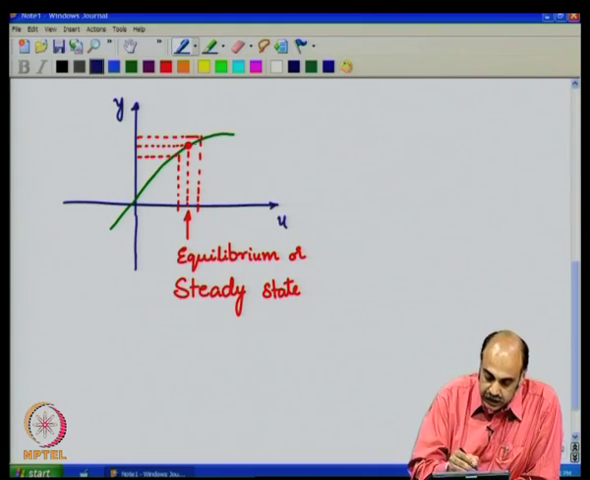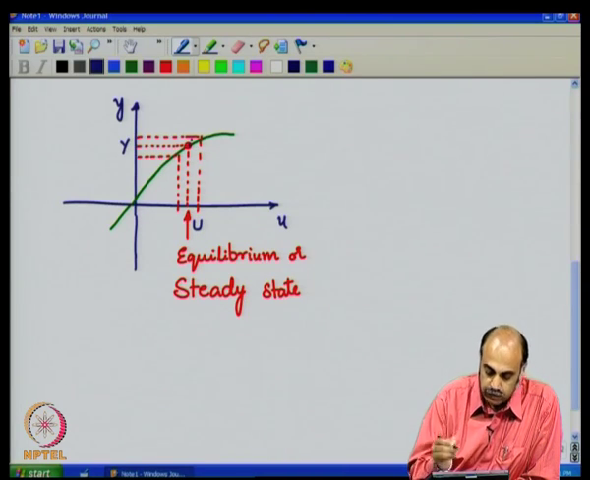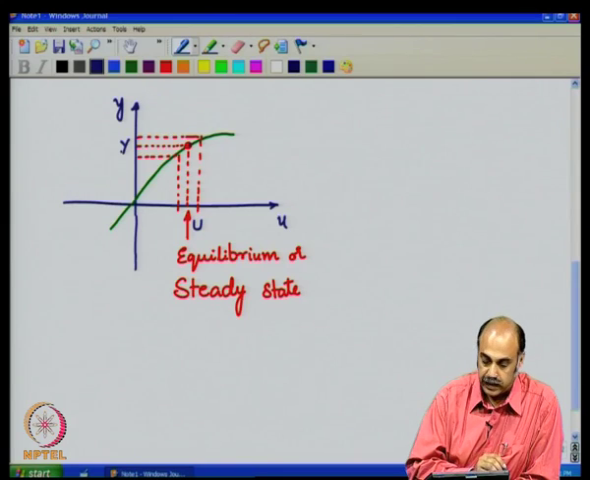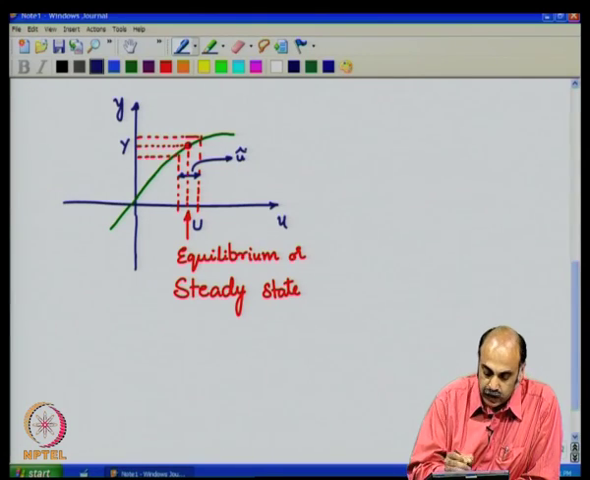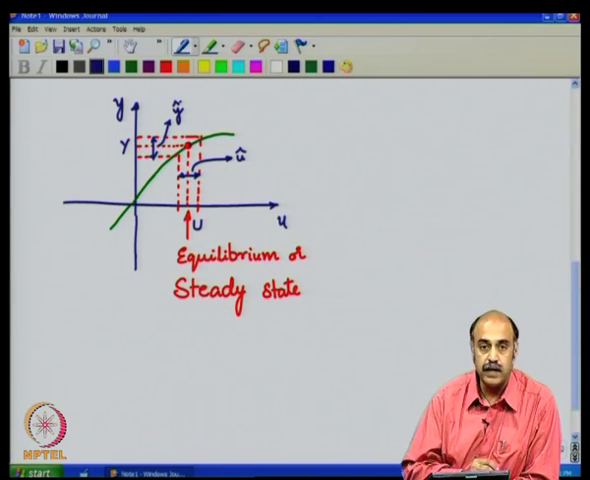Now, this steady state portion has a nomenclature: operating point U, uppercase U and Y, and any deviation about the operating point we call u hat. Any deviation about the operating point we call it with a small lowercase variable and a hat.